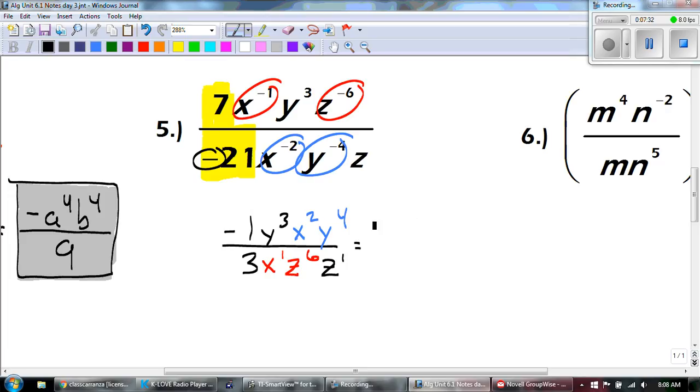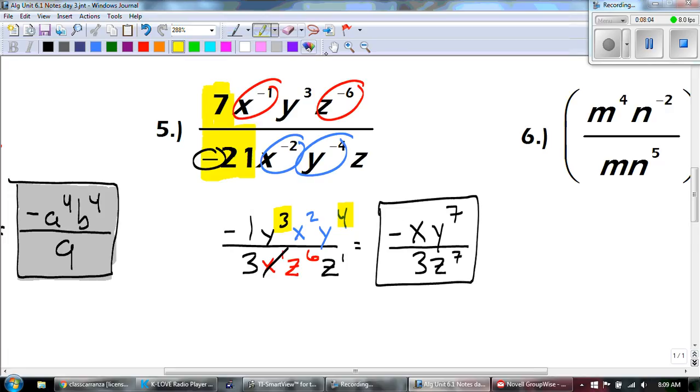Okay? So now all we have to do is clean it up. I do not want to forget that it's negative. I do not need the 1. So looking at our x's, the top wins, and the top wins by 1. I'm going to combine the y's. That turns into y to the 7th. On the bottom we have the 3, the x canceled, and then we have z to the 7th. Okay? The hardest thing about this, guys, is just staying organized.